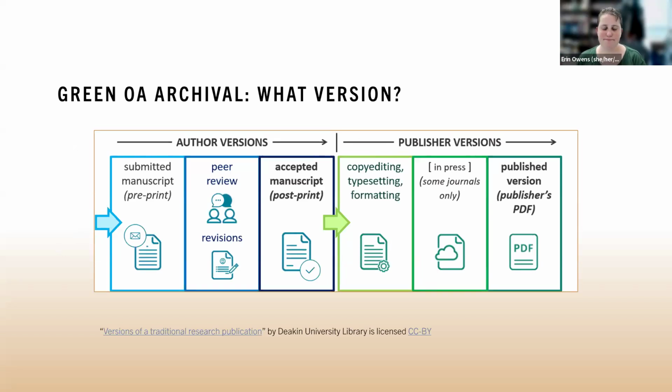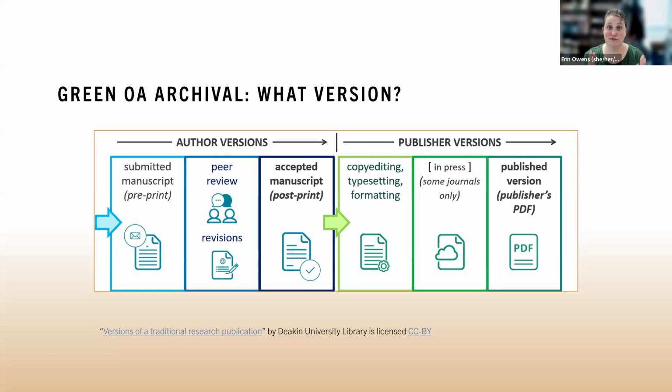So what version of an article is it that we're posting openly when we participate in green open access archival? There are several versions that we can think of a paper existing in as it goes through a submission and publication process. The submitted manuscript or preprint, this is the version that you finish writing and send off to the publisher for consideration in their journal. It has not yet benefited from peer review or revisions, at least not for that particular submission.